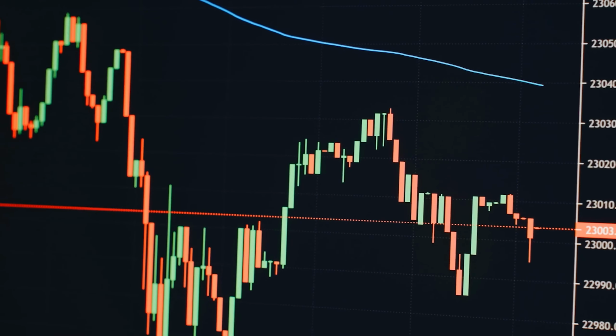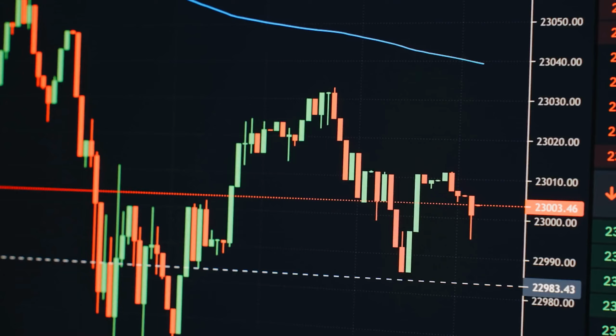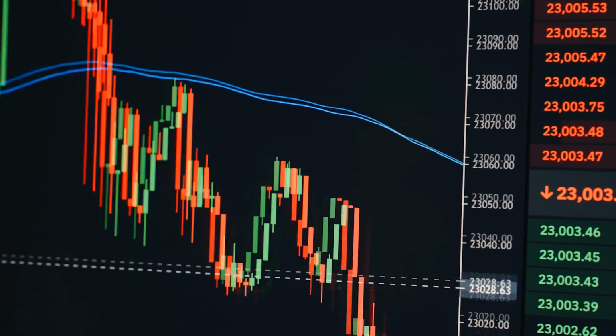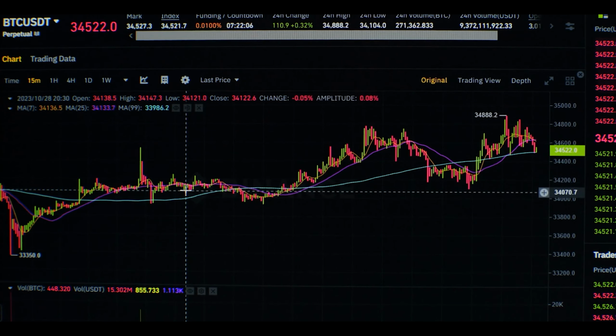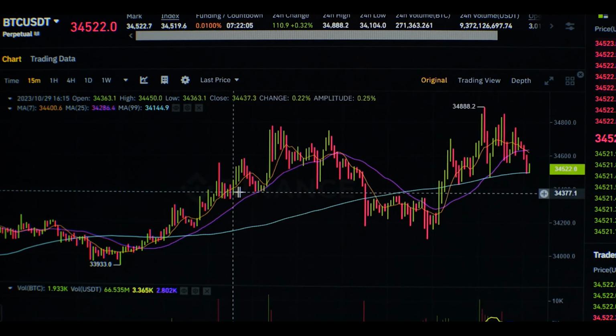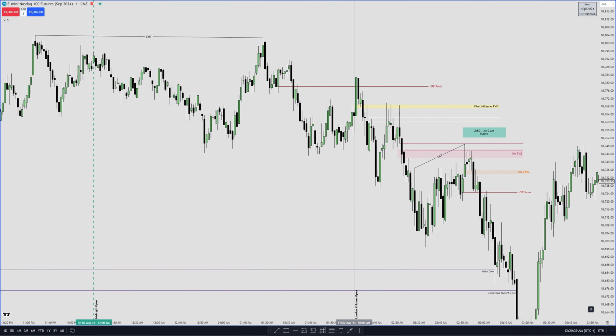Remember, SMT divergence isn't an entry signal by itself. It's a tool to strengthen your market bias. Once you spot an SMT, drop to a lower time frame to find a more precise entry point. Here's a real-time example from one of my most recent trades that I took during the London session kill zone.